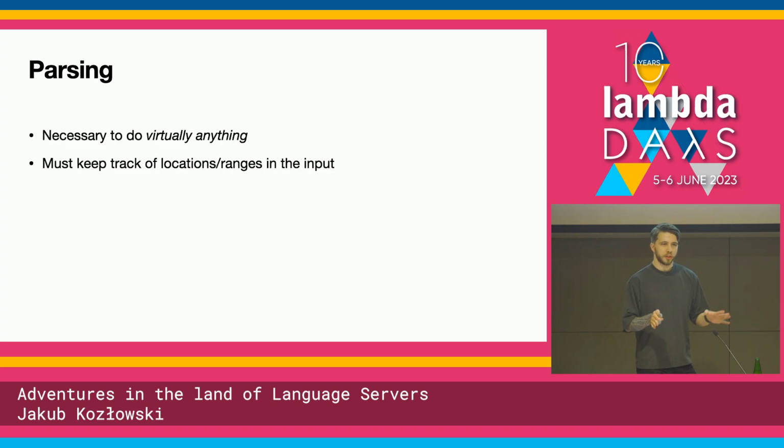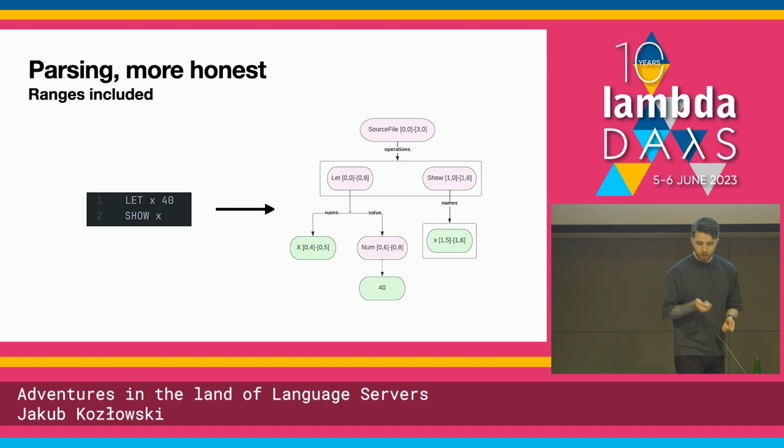You need to do parsing to do virtually anything with your language. Any kind of analysis is going to require this. But you also need to keep track of locations or ranges in the input, because you want to be able to, for example, navigate back to a definition or see what the symbol under the cursor is. So you need to keep these ranges, the line and column. So a more honest description of what parsing does is this. You need to keep not only the kind of thing that you're looking at, but also where it is in the source code, so that you can provide correct navigation, for example.